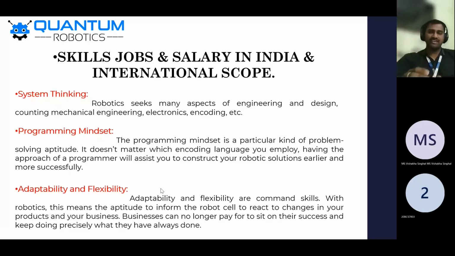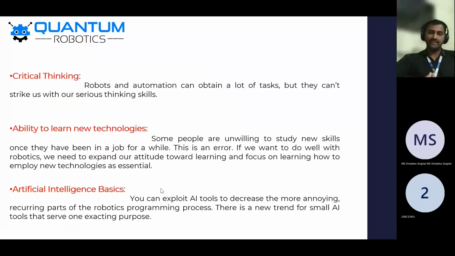This is called a gesture control robot, and we also call this robot a user-friendly robot. And critical thinking: when we come to critical thinking, we have to be critical thinkers when we are building a robot.